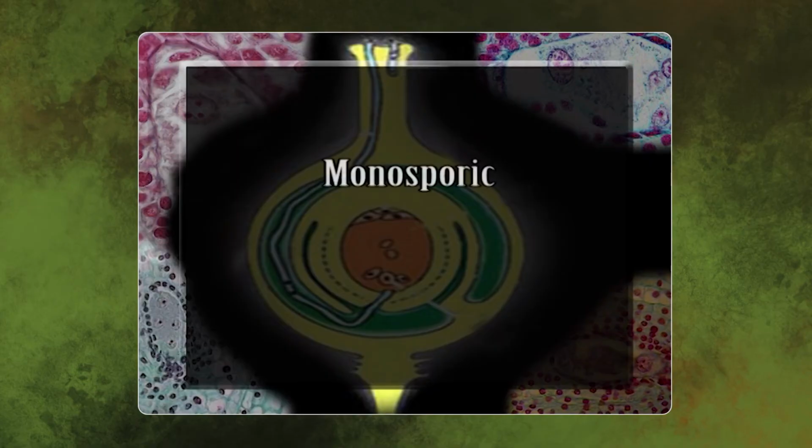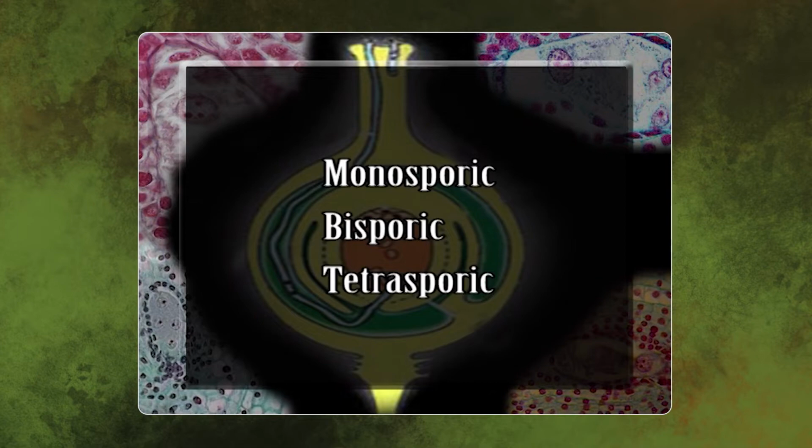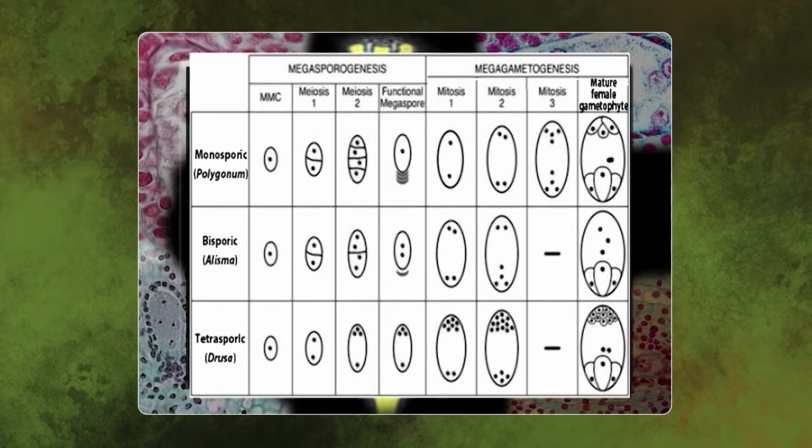Depending on the number of megaspore nuclei taking part in the development, the female gametophytes of angiosperms may be classified into 3 main types called the monosporic, bisporic and tetrasporic embryo sacs. Each type of embryo sac has more than one subtype named after the genus in which it was described first. The figure shows a small representative sample of each of the modes of embryo sac development that have been observed.